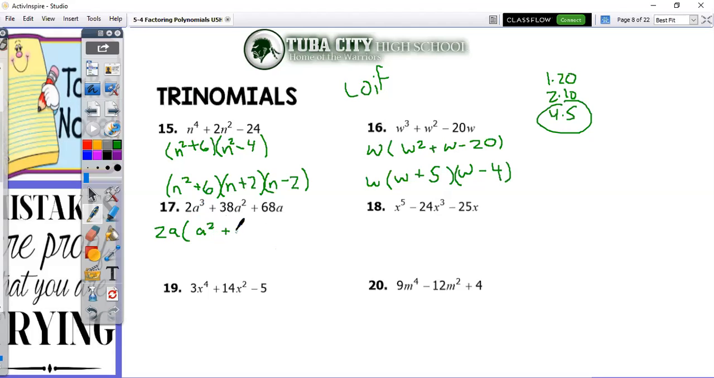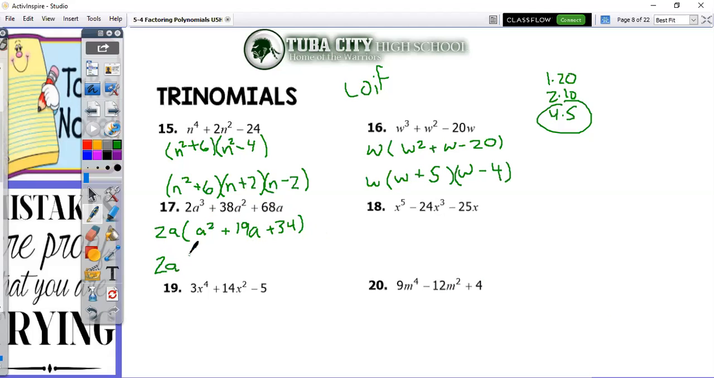38 divided by 2, so what is 38 divided by 2? 19, I think it is 19. 68 divided by 2, so that would be 34. Okay, now look at this and see if we can factor it. Now be careful, because I don't know if it'd be on this assignment, but sometimes you will get trinomials that you cannot factor. Like, think of any of the types that we've had to use quadratic formula on.